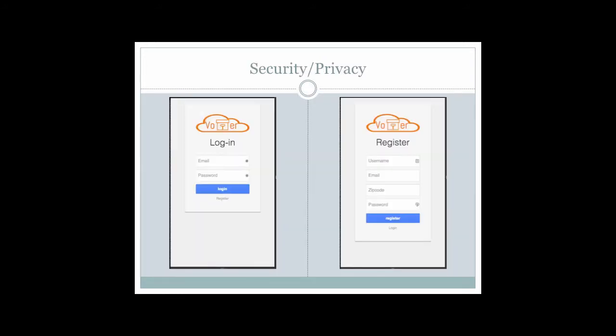Voter Cloud security and privacy consists of a login and registration system. The login is the first thing you see when you first open up the application if you're not already logged in. As you can see here on the left hand screen, it should ask you for your email and for a password. If you don't have one, you would register and it will take you to the screen on the right, in which you would enter those credentials and then finally register.